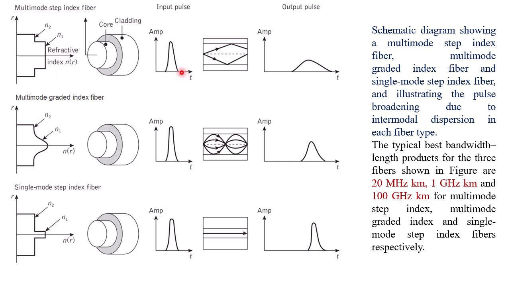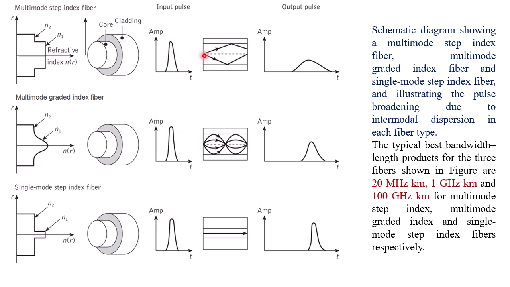From this figure, we are trying to understand what is happening if we have three kinds of fibers. One is the multimode step index fiber, another is the multimode graded index fiber, and we have single mode step index fiber. So here, multimode means the radius is quite high, and we have step index variation like this one. The input pulse will be the same for all the three.